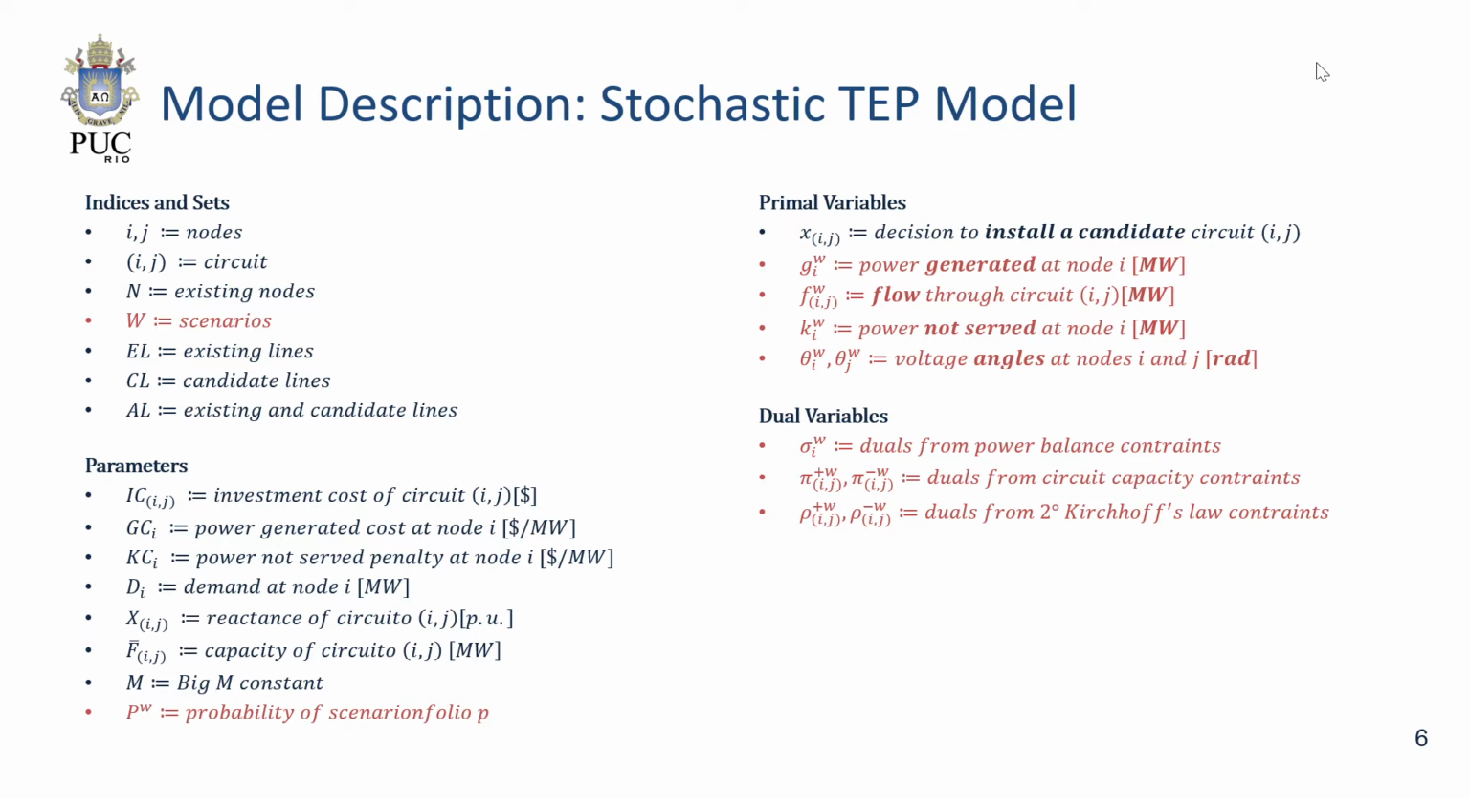Here I want to highlight the dual variables that we are going to use for Benders. So I want to talk a little bit about them. We are going to focus on the pi and the rho. The pi represents the dual for circuit capacity constraints, both positive and negative. And the rho represents the duals for the second Kirchhoff law, both positive and negative as well. We are going to use it later.